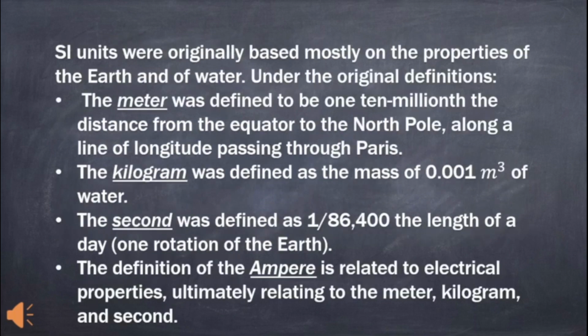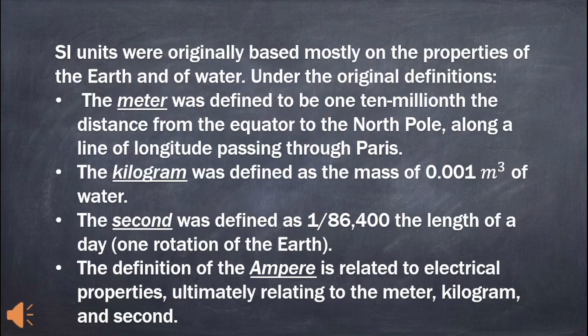SI units were originally based mostly on the properties of the earth and of water. Under the original definitions, the meter was defined to be 1/10,000,000th the distance from the equator to the North Pole along a line of longitude passing through Paris. The kilogram was defined as the mass of 0.001 cubic meter of water. The second was defined as 1/86,400 the length of a day or 1 rotation of the Earth.